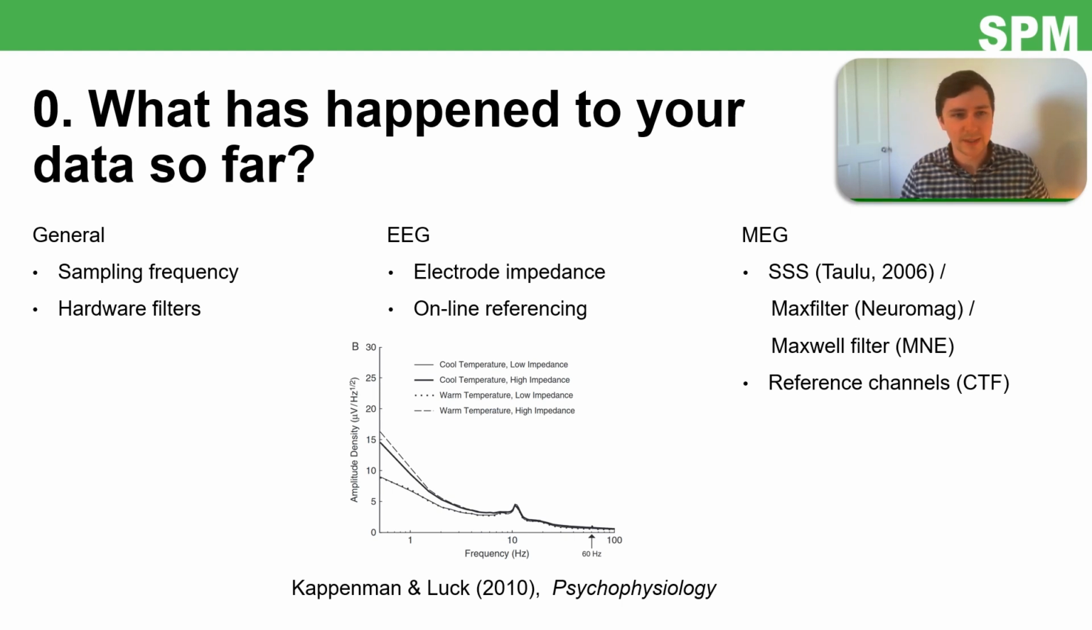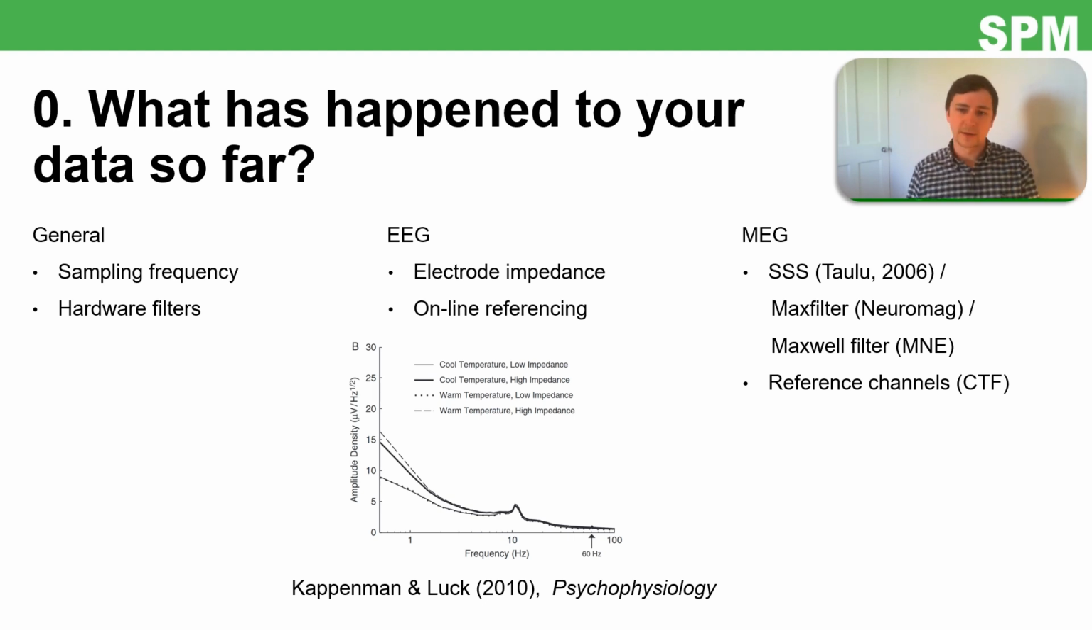So sampling frequency, that's predetermined unless you've not collected your data yet. But I'll go through all the considerations that you need to have for that on the next slide. Hardware filters, so essentially an electrical temporal filter. These will often have been applied, and again, I'll talk about them on a later slide.